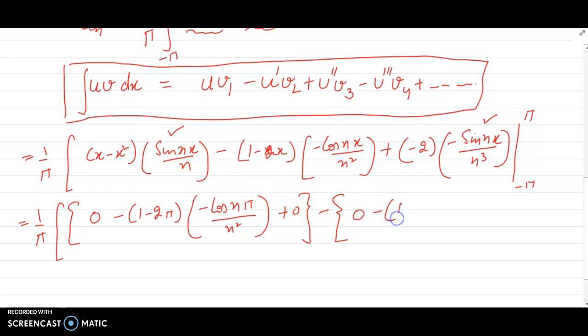Minus 1 minus 2 pi, cos of minus theta is cos theta, so I will get here cos of n pi. Even on substituting x as pi, I will get cos of n pi by n square. The last sine term will get eliminated. Again I will get 0 for sine.